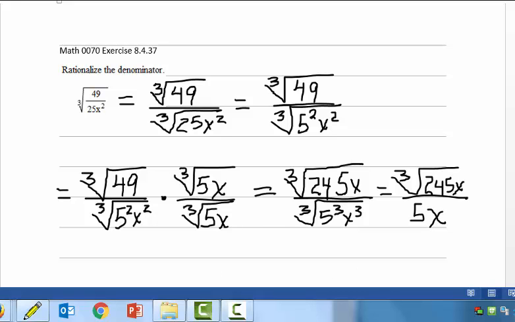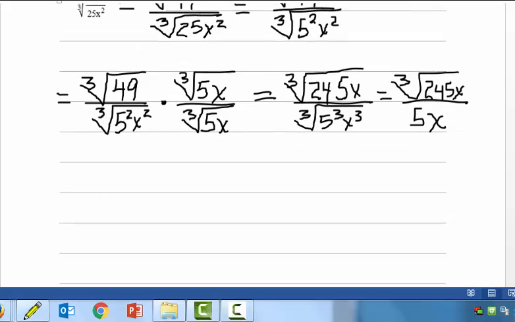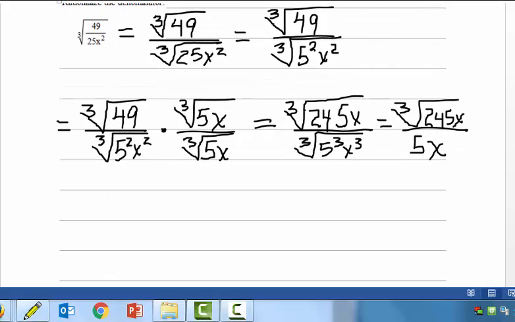So the only thing I'm concerned about now is whether or not any of my perfect cubes divide into 245, because I need to simplify radicals if at all possible.